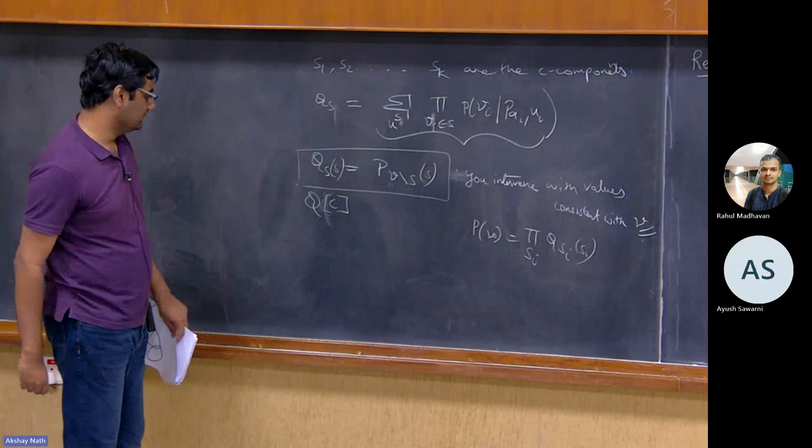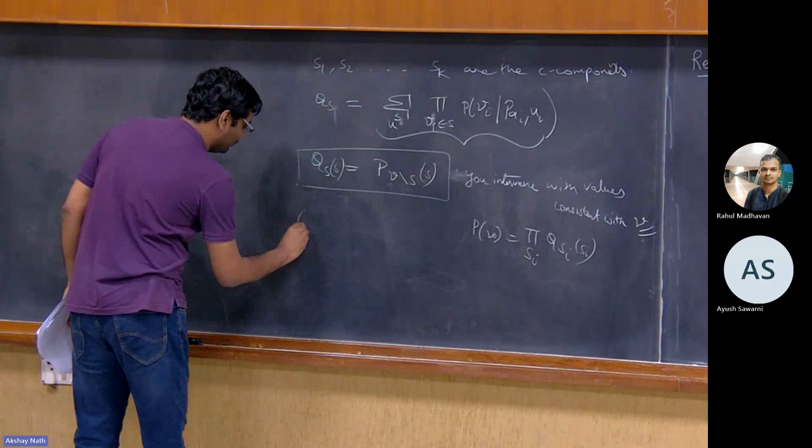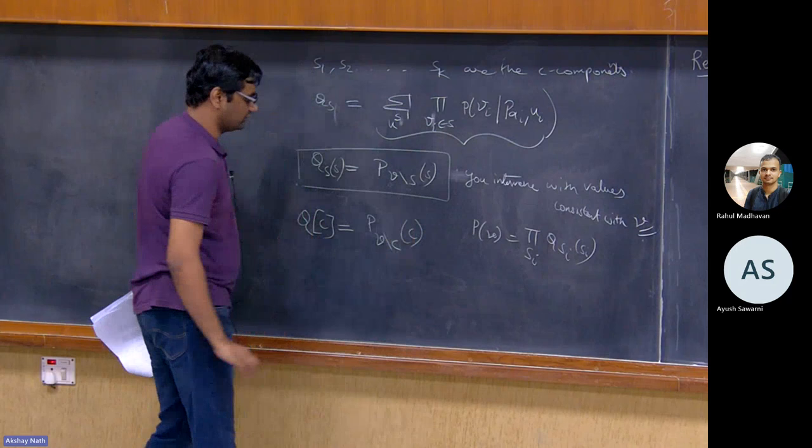Now, let me just define one useful notation, because it will get very complicated from now on. So let's define Q square bracket C to be P of V without C and the interventional effect of do(C).